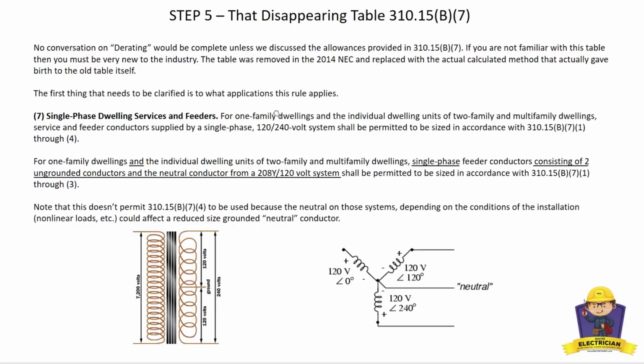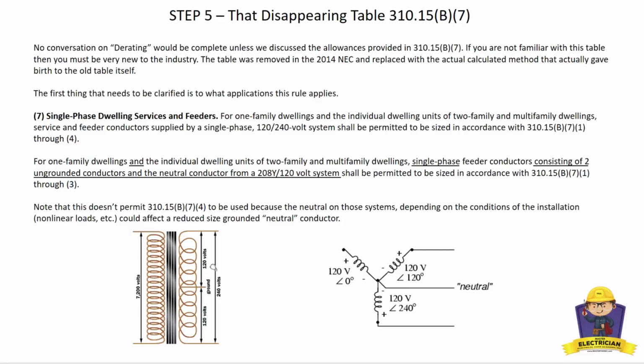Because prior to that, at 310.15(B)(7), we had this little table. First things first, we need to look at what the table applies to. 310.15(B)(7) says single-phase dwelling services and feeders for one-family dwellings and the individual dwelling units of two-family and multifamily dwellings, that'd be like apartment complexes. The service and feeder conductor supplied by a single-phase 120/240 volt system shall be permitted to be sized in accordance with 310.15(B)(7)(1) through (4).